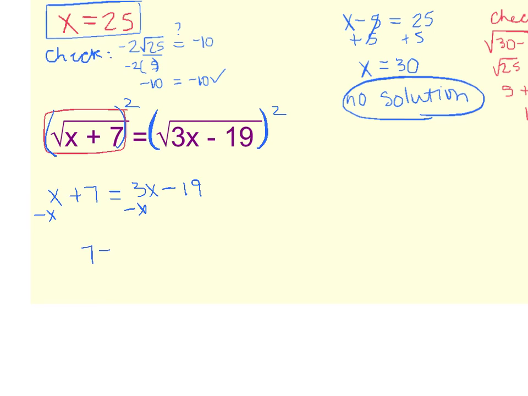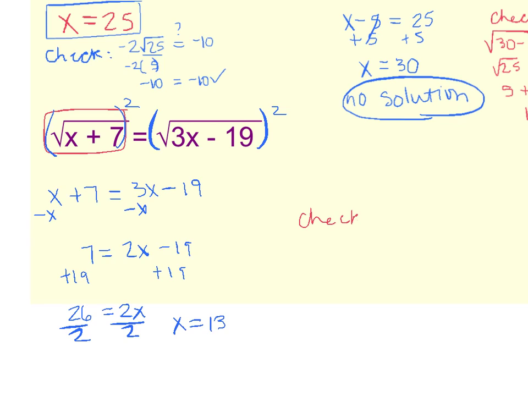So we have 7 equals 2x minus 19. Let's go ahead and add 19 to both sides. 7 plus 19 is 26. And then divide both sides by 2, so we are getting x equals 13. But does x really equal 13? We don't know, so that's why we have to do our check and see if it works out.